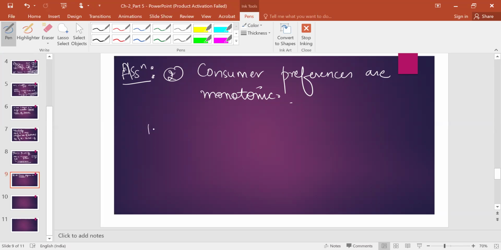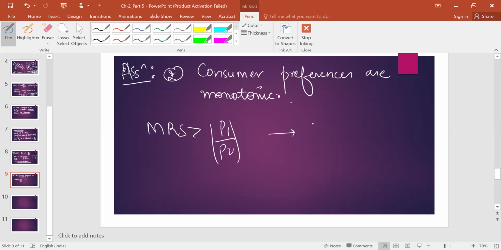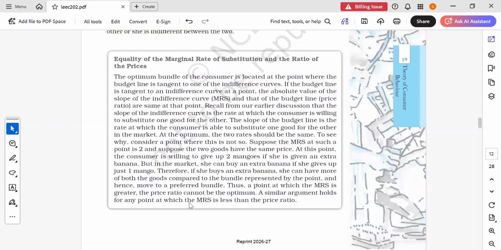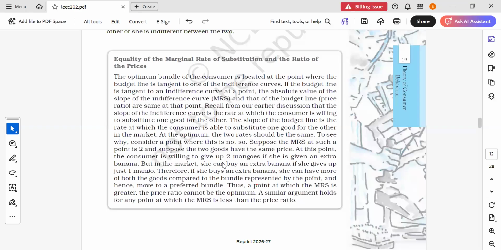So that means if MRS is greater than the absolute value of P1 by P2, there's an option. If she buys an extra banana, she can have more of both the goods compared to the bundle represented by the point. And in that case, she can move to a better, preferred bundle. Correct. All right. So this price ratio cannot be the optimum.